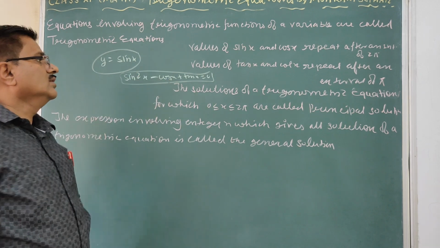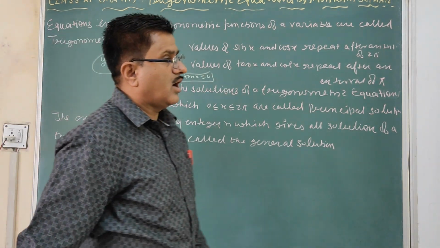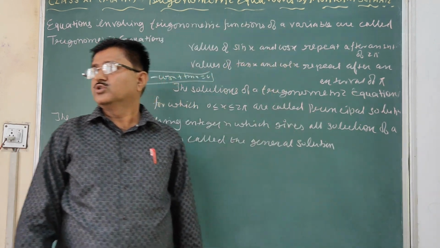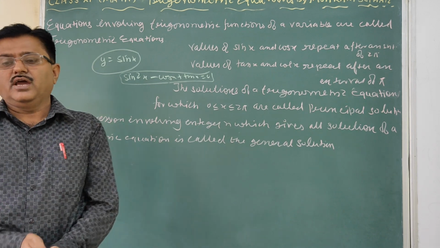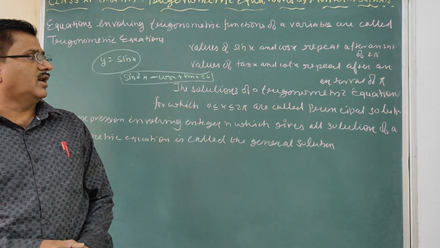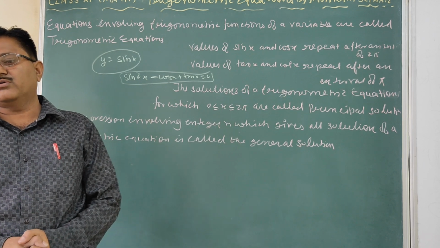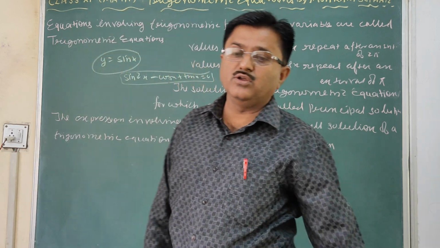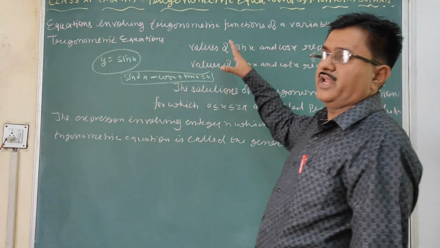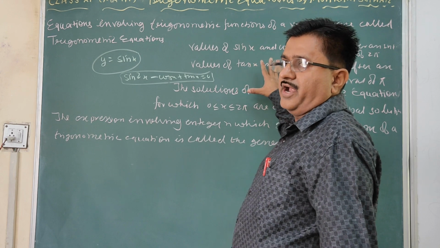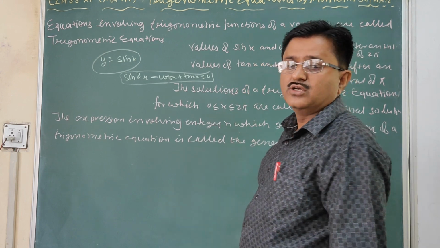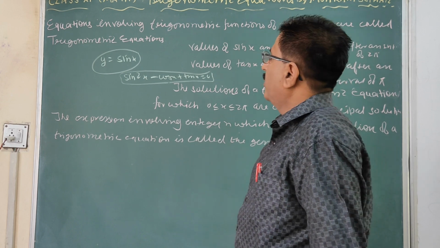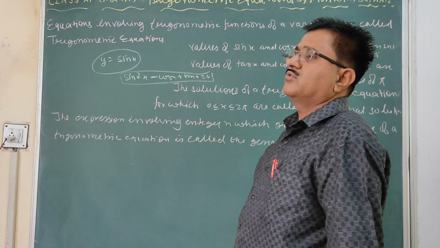Correct? Now we have to see how we can find a solution of a trigonometric equation. In the previous topic we saw the properties of the trigonometric functions, that we have to remember. Also you saw how we can find the values of sin x, cos x or tan x in all four quadrants, and what the sign will be. That table we have already seen, and that is also important. We have to keep all these points in notice and then solve.